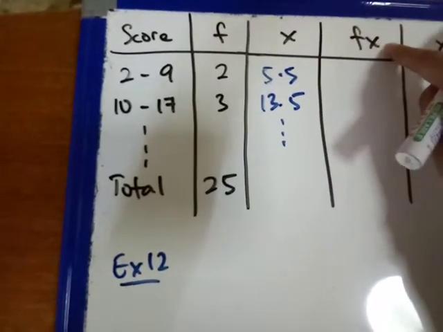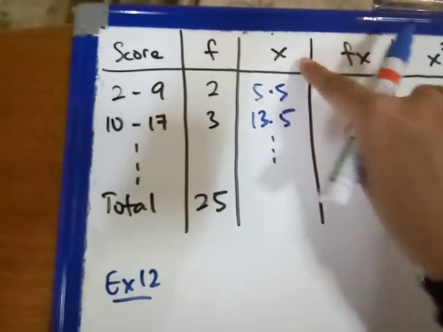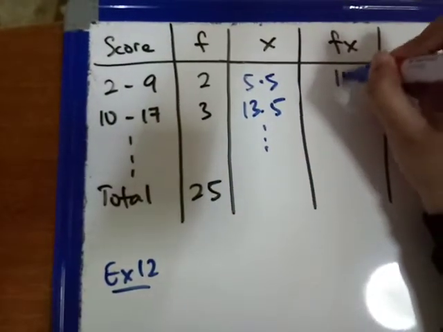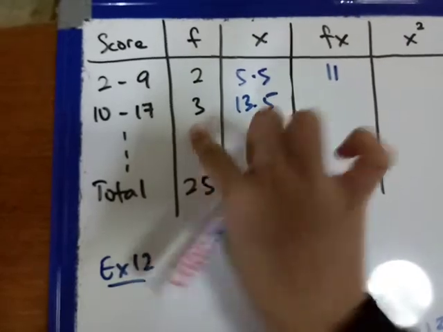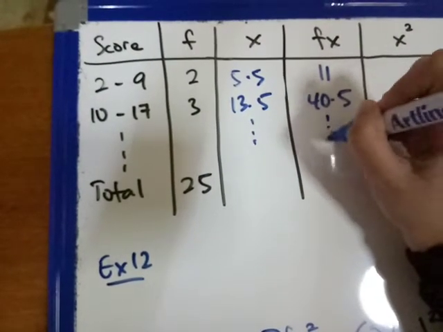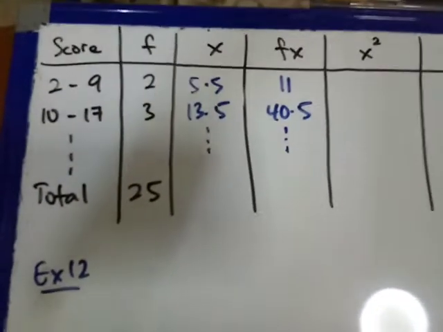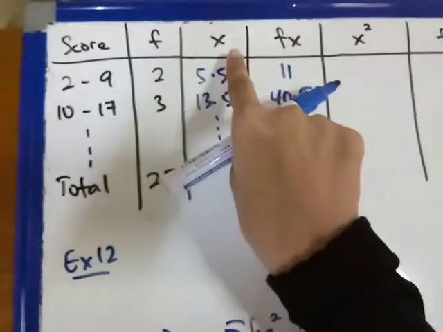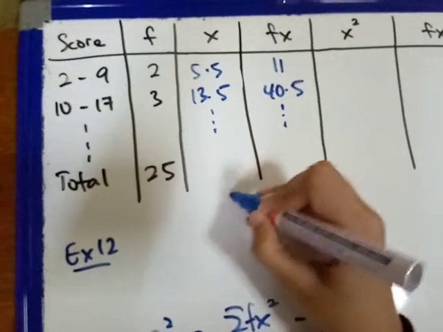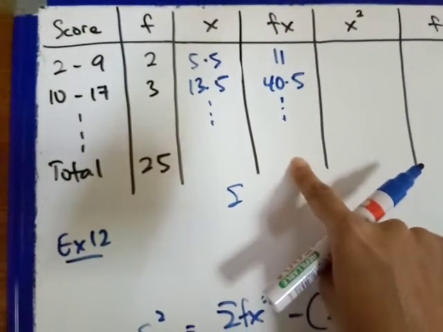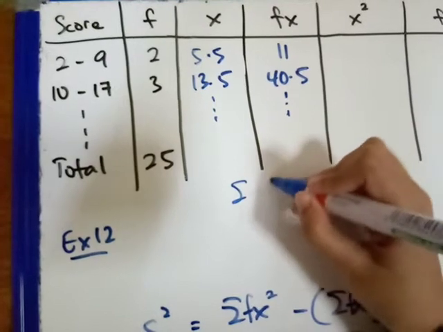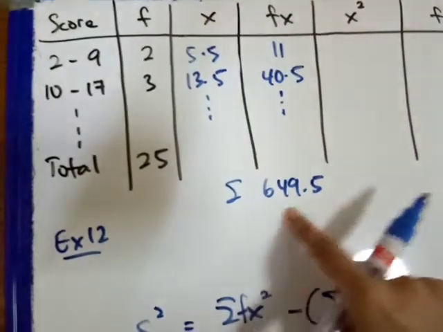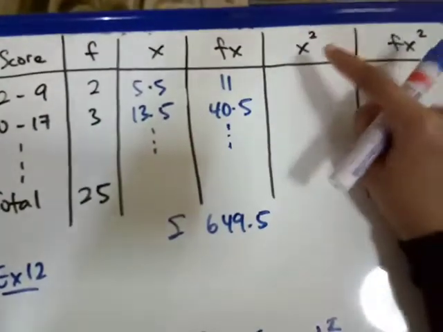Second step, you have to multiply each midpoint by its frequency. 5.5 times 2, you get 11. 13.5 times 3, you get 40.5, and so on. Calculate the other classes yourself. After multiplying the frequency with the midpoint, you have to find the total fx. What is the total fx here? I'll tell you the answer: 649.5. Try calculating the classes and see if you get 649.5.